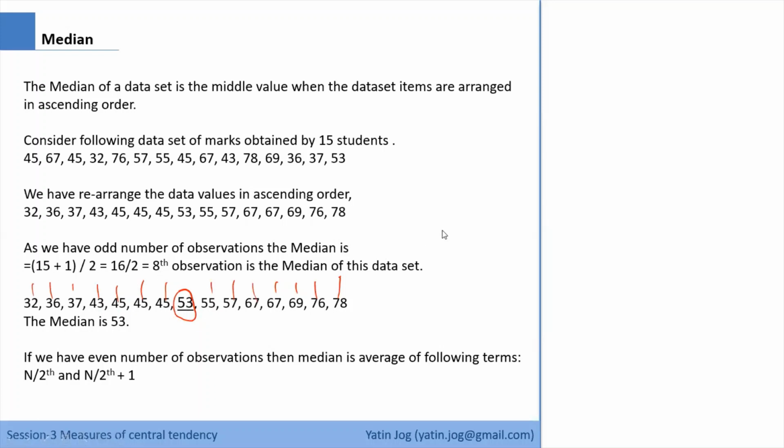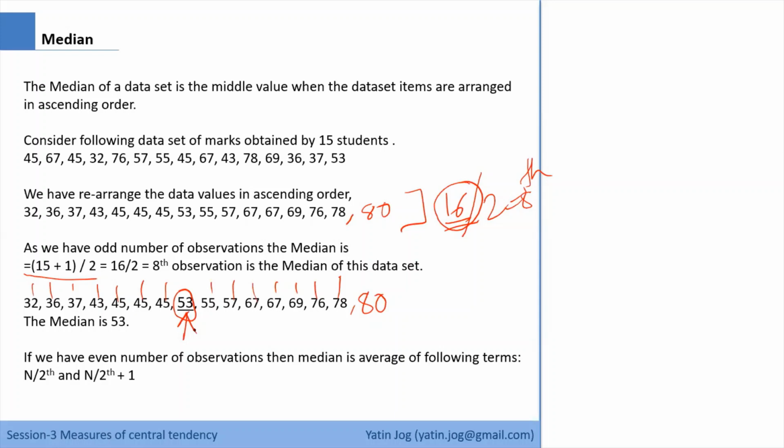Now suppose I have another observation in this list, comma 80, as the last observation. That means now I have 16 observations. If I stick to the same formula, (n plus 1) by 2, what will happen? This is an even number, so I don't add 1. I will just say 16 by 2. Again, I go to the 8th observation. So my median will remain at 53 only.